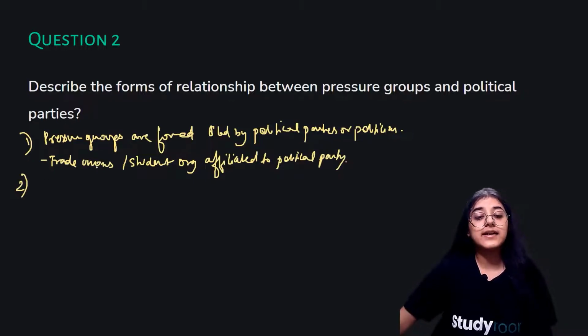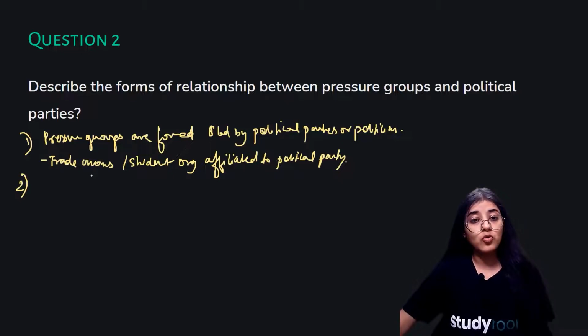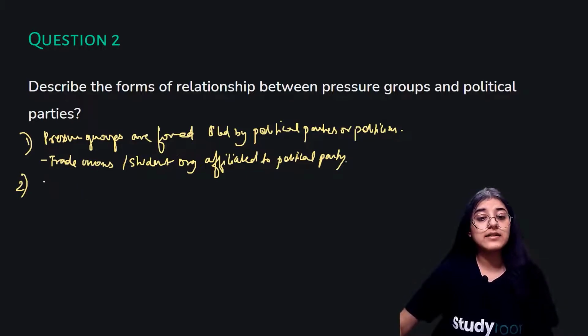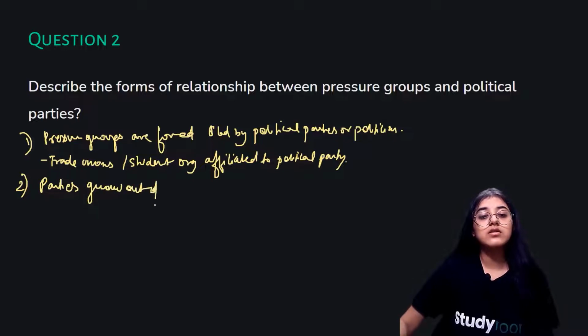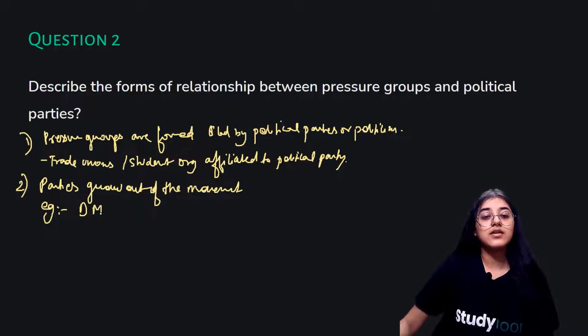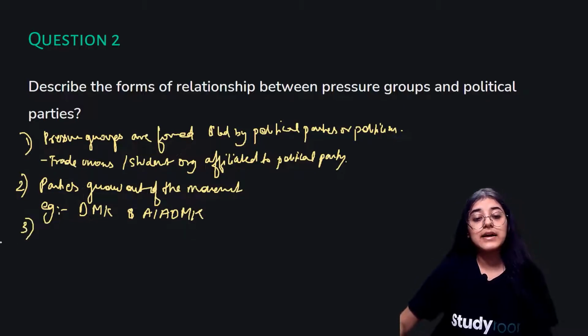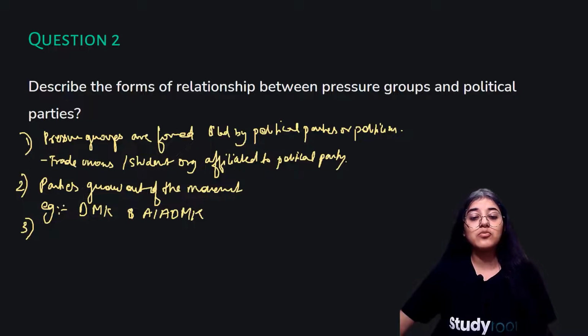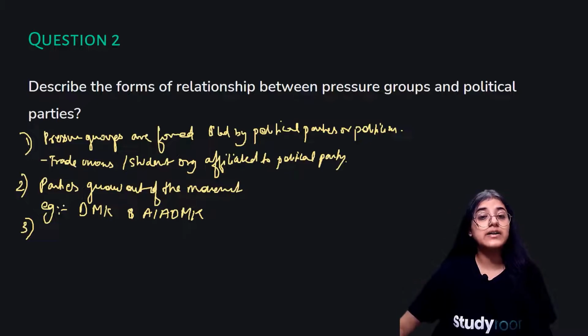Okay, then number 2 is that political parties sometimes grow out of movements, and parties like DMK and AIADMK were formed this way. So various parties grow out of movements. For example, we have DMK and AIADMK. Number 3 is that many times the issues raised by pressure or movement groups are taken up by political parties, leading to a change in the policies of the parties or the government as well.